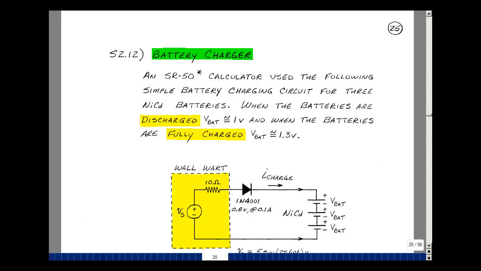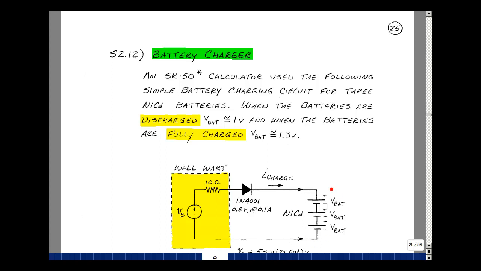The first Texas Instruments Pocket Scientific Calculator that had trig and log functions on it was a model SR50. In fact, this was a calculator that I purchased when I was in college. I took it apart, which was a great leap of faith at the time, because the cost of this calculator was like buying a used car. And what I found inside was an incredibly simple charging circuit.